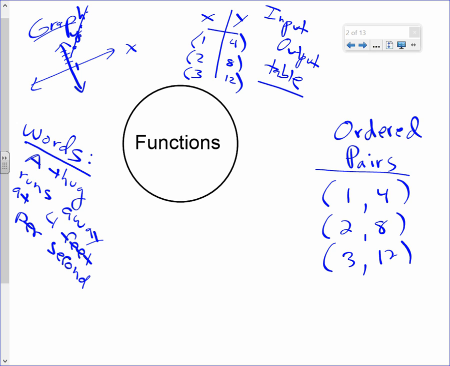From Thursday, I passed it out? Okay. Circle map.